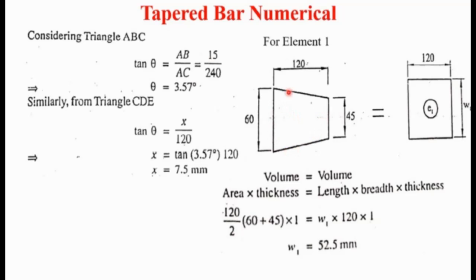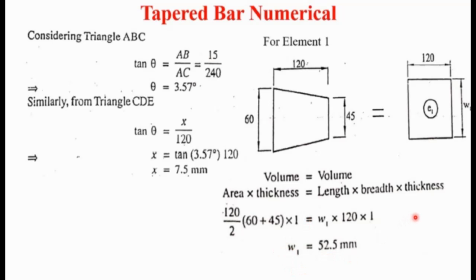So the area of this trapezoid is 60 plus 45 divided by 2, into 120. That is 120 divided by 2 into 60 plus 45, into thickness, which is 1 mm, it is given. Again here the length is 120, then W1 into 120 into thickness 1 mm. From this equation we can calculate W1. Therefore W1 is equal to 52.5 mm at the center.